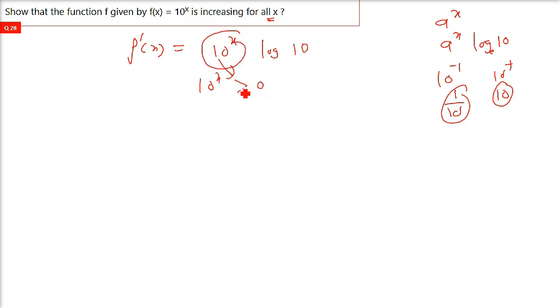So it is always greater than 0. How about log 10? This is already a constant number. It cannot be negative. It's a positive number. So log 10 is greater than 0. So when plus into plus is there, it is positive. So this is greater than 0.